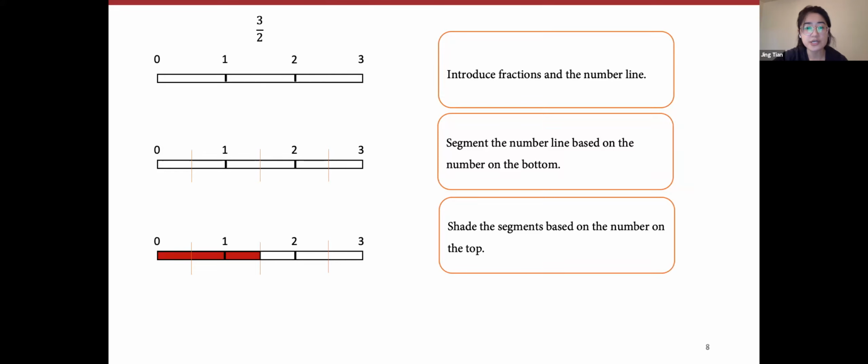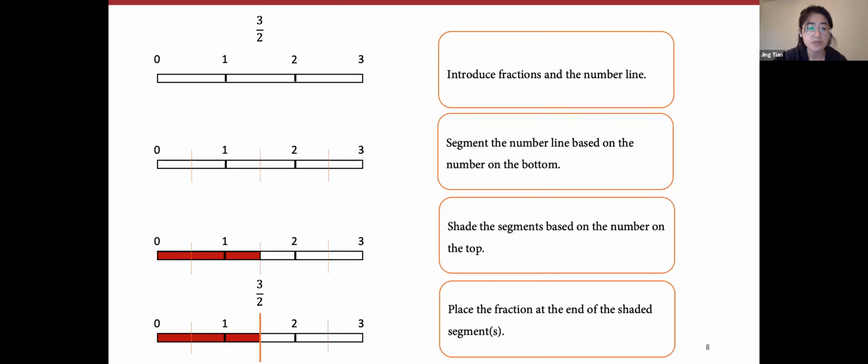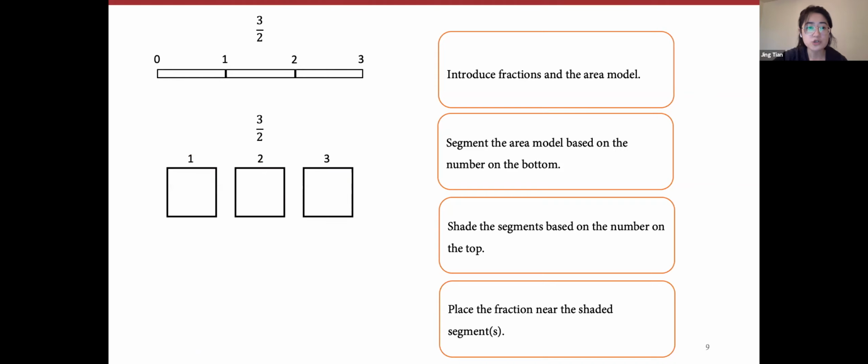And then they have to shade the segments based on the number on the top, which is 3 in this case. And finally, they only need to place the fraction at the end of the shaded segments, and this represents the fraction 3 over 2 on this 0 to 3 number line. Children were shown a couple of examples like this with different fractions, and they then practiced doing this on their own, receiving feedback from the experimenter. The area model training was the same procedure as the number line training, except that the area model was used instead of the number line.